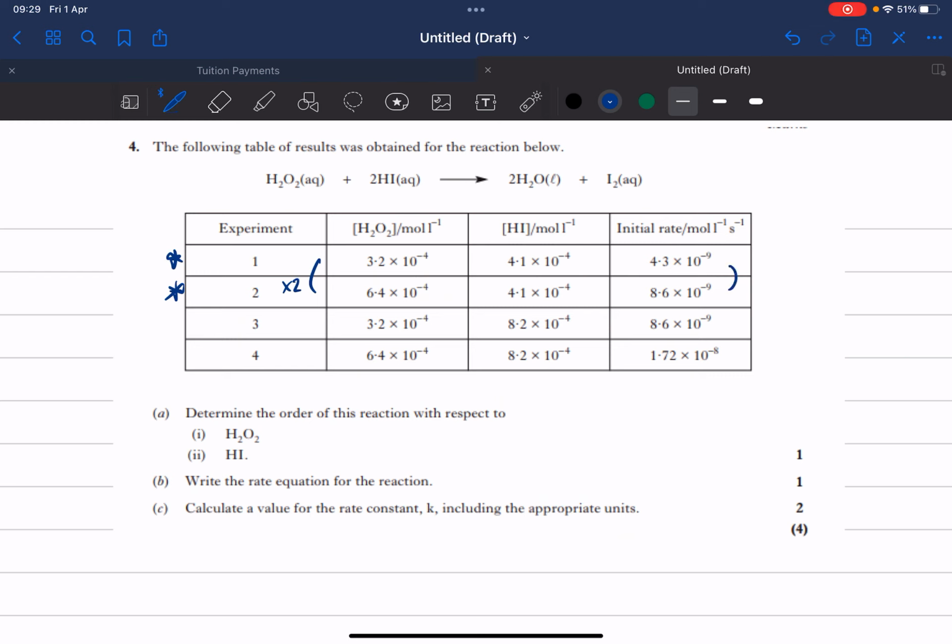And then you will notice that the rate has also been doubled, which means that's first order, because the change to the concentration is directly proportional to the change in the rate.